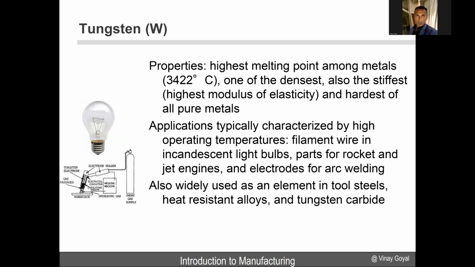Tungsten also has a very high melting point, is one of the densest, and is also the stiffest and the hardest of all the pure metals. It is heavy, but you'll see it used in incandescent light bulbs, parts of rockets and engines, and electrodes for arc welding. It is also widely used as an element in tool steels.